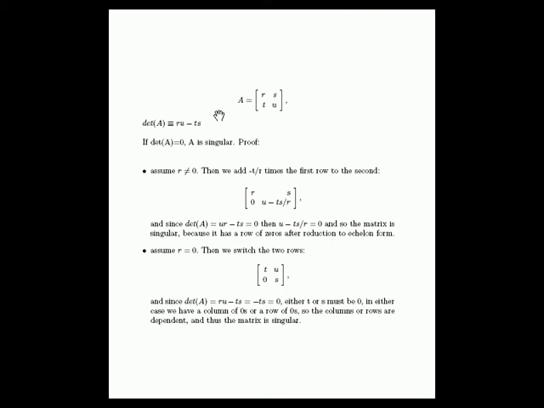Determinants are only defined for square matrices, and only square matrices can be singular or non-singular. So at least for a 2 by 2, it's fairly easy to prove that if the determinant is 0, A is singular. And here's the proof.